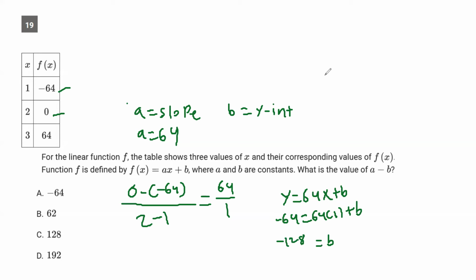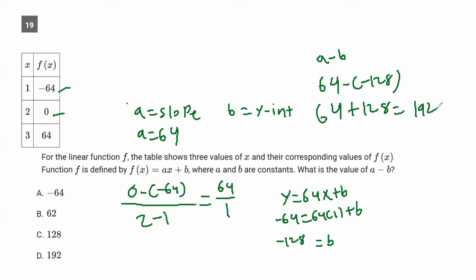And it's asking for a minus b, so it's going to be 64 minus negative 128. So that'll be 64 plus 128, which gives us 192, which is D. Okay. And that's just being able to read a chart, and the fact that it tells us it's linear helps us. If it hadn't told us it was linear, we might still be able to figure it out because we have multiple points where the values aren't changing, but that just takes a load off our minds.